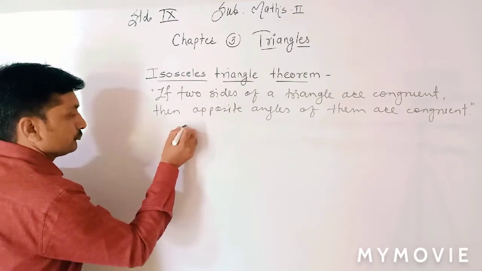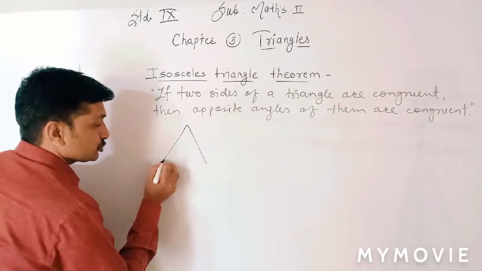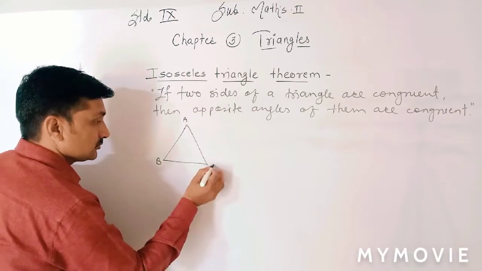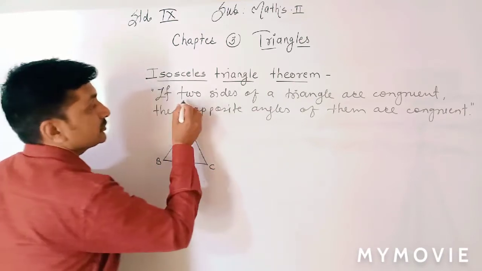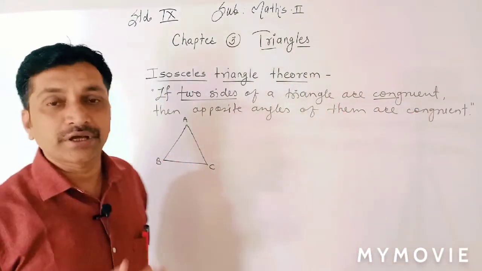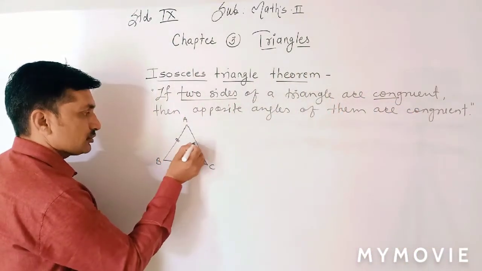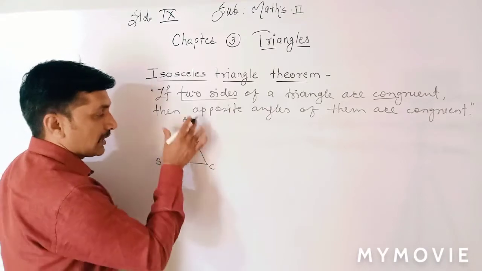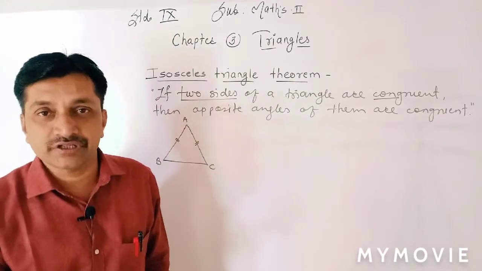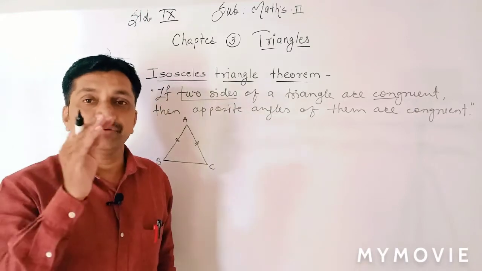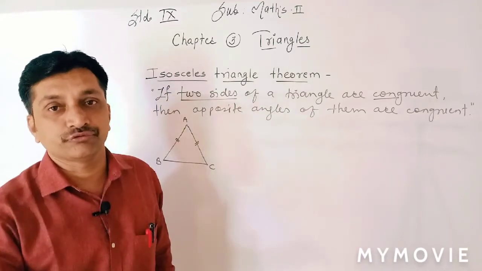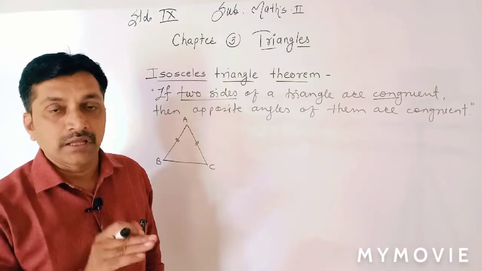First of all, we have to draw an isosceles triangle. I write its name ABC here, and what is given? Two sides are congruent. Any two sides you can show congruent. Now here I show AB and AC congruent, and this is the given. After the figure we have to write the given. After the given we write what to prove. After that, if necessary, the construction, and then the proof, step by step.